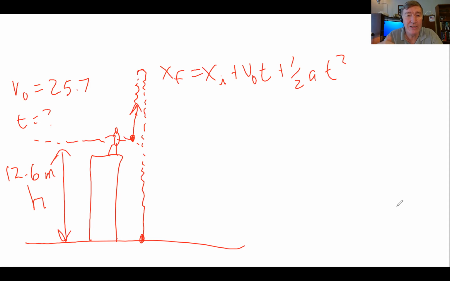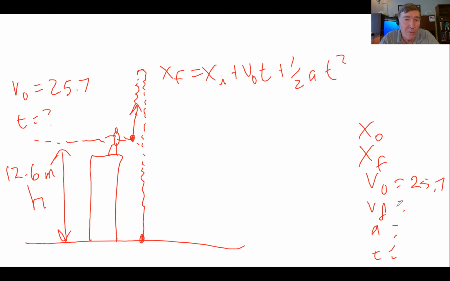Okay, so Fatima is saying that we should just put in the numbers. All right, and I completely agree with her. Now we've got a little bit of a problem because we haven't yet decided where our origin is. So if I were to make a list of all the Dr. Seuss variables, x naught, xf, v naught, vf, a, and t, okay? So we've decided that v naught was 25.7. Notice we put it in as a positive number.